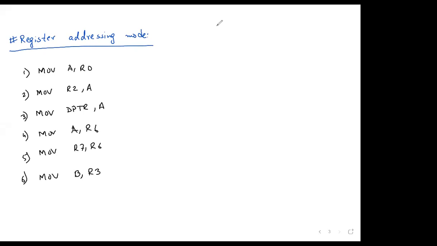Okay, so in front of you, you can see 6 examples of 6 instructions. Can you tell me if there is anything wrong with any of these instructions? Number three. First of all, I heard number 3. Okay. Fine. Tell me why number 3 you think is not right. So the DPTR is a 16-bit register and the A is an 8-bit. Exactly. So you cannot transfer data between 16-bit and 8-bit registers. Okay. So that's why this is a wrong instruction.